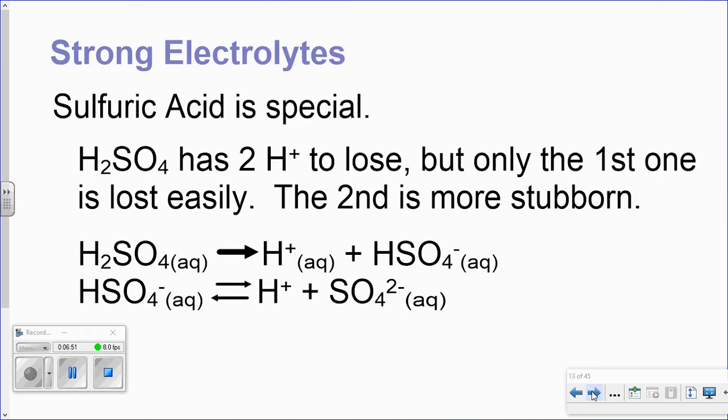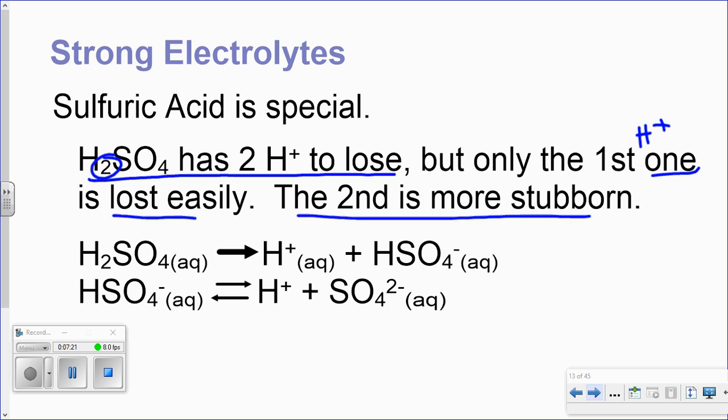Like I said, most of our time is dealt with strong electrolytes, but sulfuric acid is special. Notice it's got H2SO4. Check this out. H2SO4, does that mean it produces 2 ions of H plus? The statement says it has 2 H pluses to lose, but not easily. Only the first H plus is lost easily. The second is more stubborn. It doesn't want to lose that second H plus.